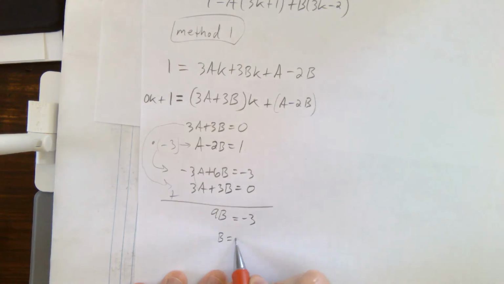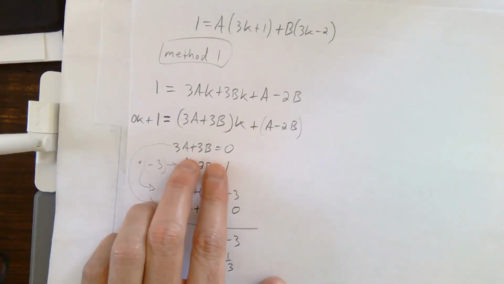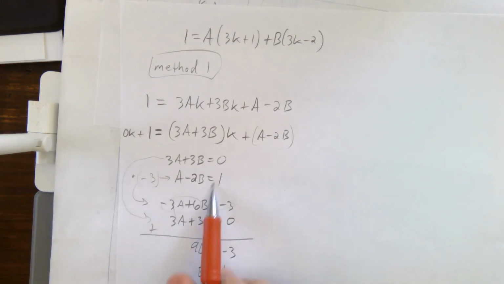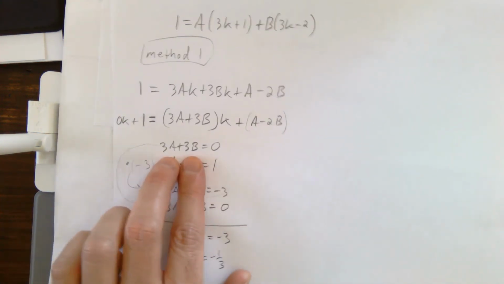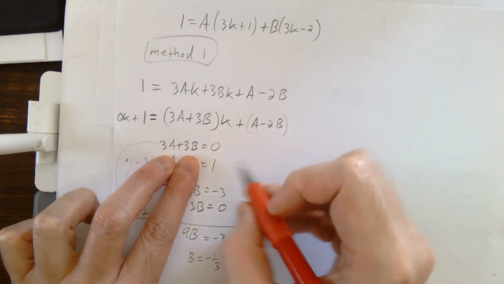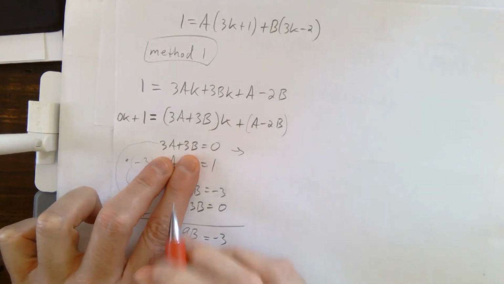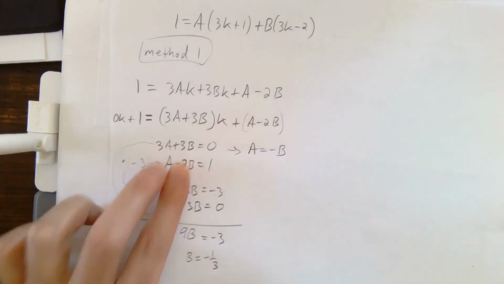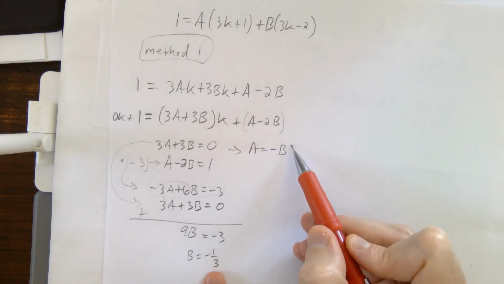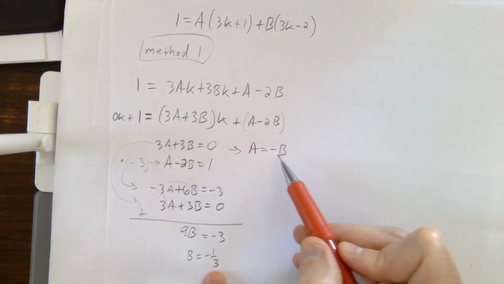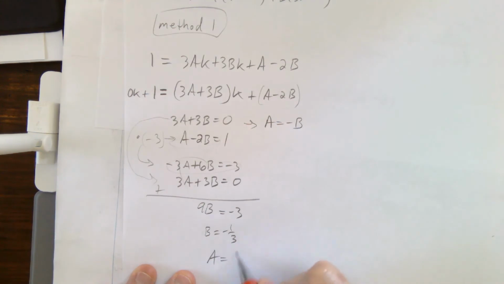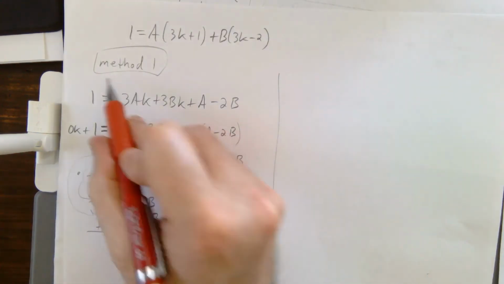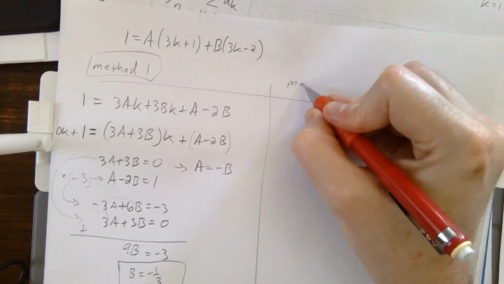B equals -1/3. Okay, now we go up to either equation, any equation we want, our new modified one or one of our originals. I like this one, personal preference, because it's real easy to see that 3a equals -3b, meaning a equals -b. Now we substitute in -1/3 for b, so -b gives us +1/3. So this should match up with the answers we get in method 2.